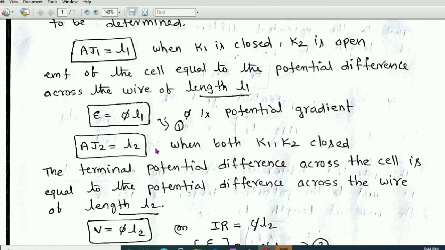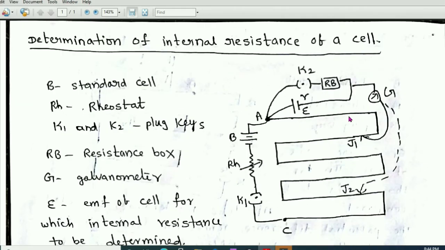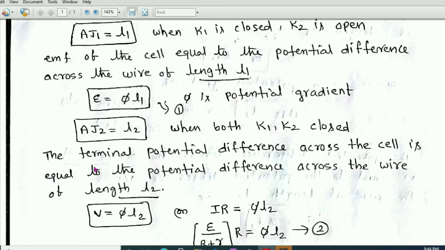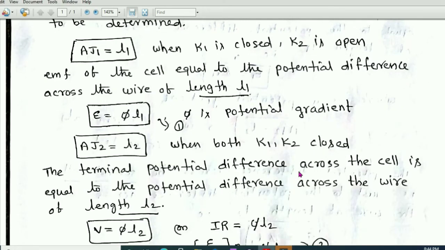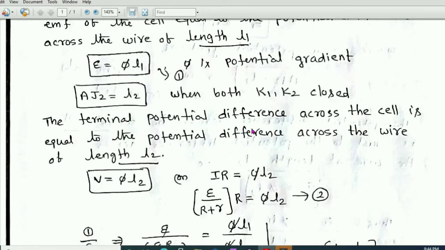Now, in this case, when K2 is closed, we have the terminal potential difference across the cell. Previously, when K2 is open, that was the EMF of the cell. Now, when K2 is closed, the terminal potential difference across the cell is equal to the potential difference across the wire of length L2. That is, the terminal potential difference is V. V is directly proportional to L2. The proportionality constant is pi. V is equal to pi into L2.